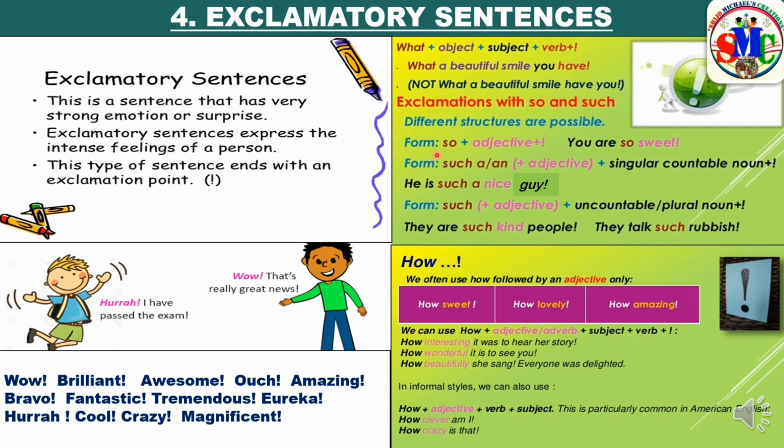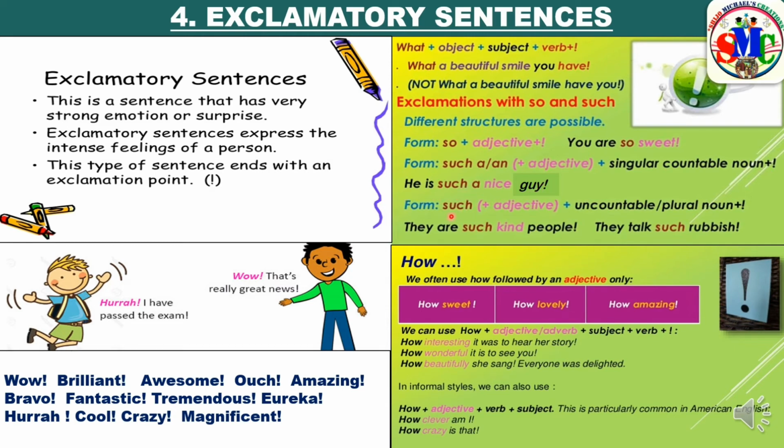Now let us see so. So plus adjective plus exclamation mark. For example, you are so sweet. Now let us see such. Such plus a or an plus adjective plus singular countable noun plus exclamation mark. For example, he is such a nice guy.